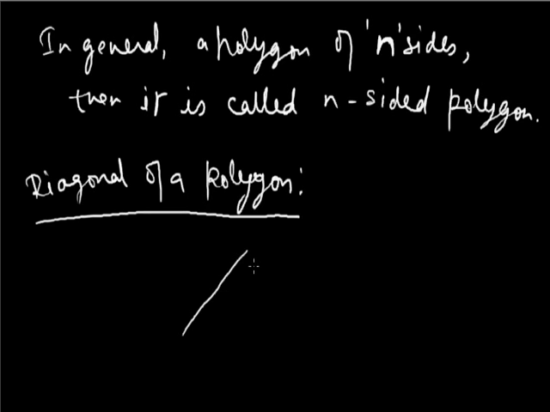Suppose in a triangle there are 3 line segments: line segment AB, line segment BC, and line segment CA. Then this point A, which is the intersection point of line segments BA and CA, is called a vertex of this triangle. Similarly the vertex B, and similarly the vertex C. These 3 points A, B, C, which are the intersection points of the sides of the polygon, are called vertices of the polygon.